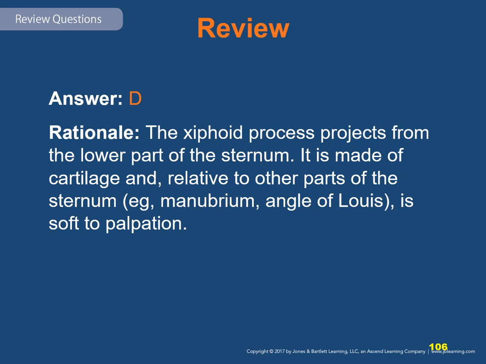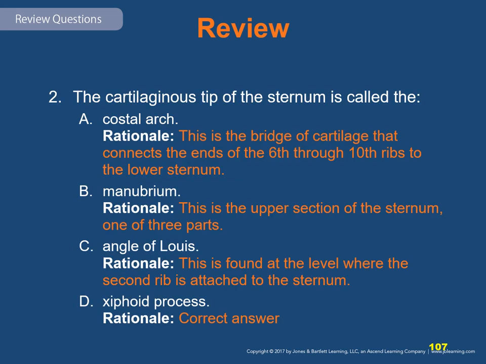So let's look at the other answers and see why they were incorrect. The cartilaginous tip of the sternum is called the costal arch. That's incorrect because the costal arch is the bridge of cartilage that connects the ends of the 6th through 10th ribs to the lower sternum. The manubrium is incorrect because this is the upper section of the sternum, one of 3 parts. The angle of Lewis is incorrect because this is found at the level where the 2nd rib is attached to the sternum. And of course, the correct answer, as we just reviewed, is the xiphoid process.